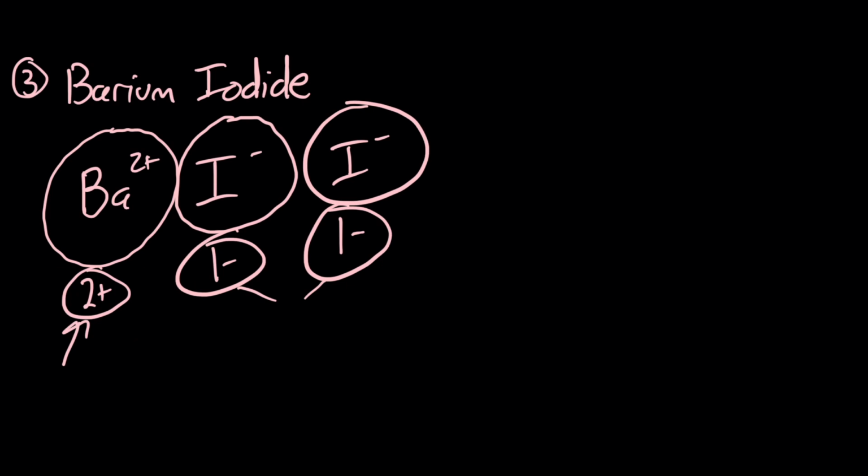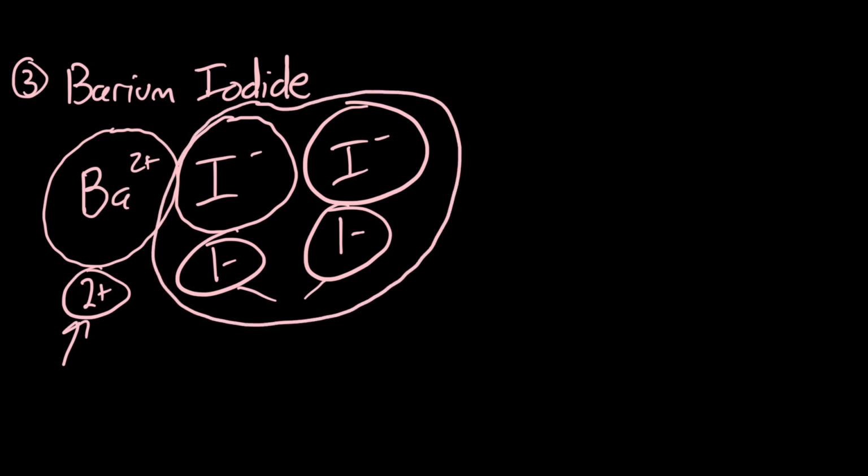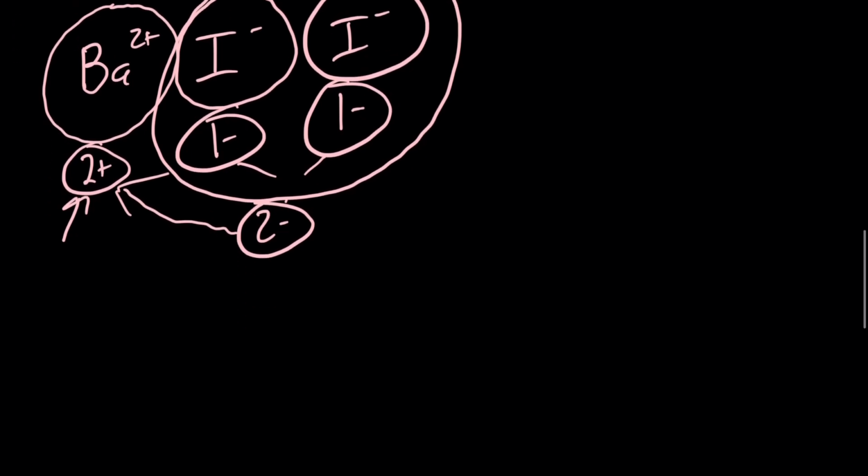And then if we have two iodide ions, we will have an overall charge. All of this, I'll circle all of that, will have a 2 negative charge. So this 2 negative charge will neutralize that 2 positive charge, and we will have ourselves a neutral compound. So this is the first way you can figure out how many anions we will need here to neutralize Ba2+.